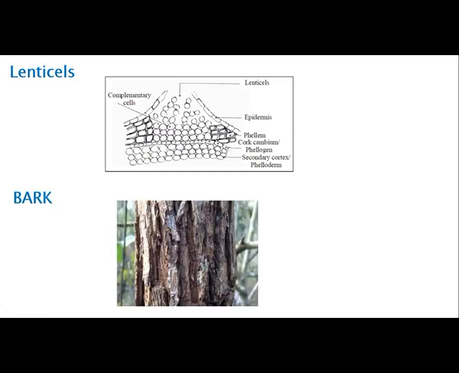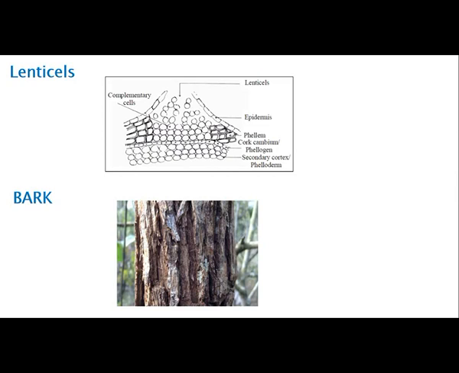Now, all the tissue situated outside the vascular cambium is called the bark. Bark can again be divided into two types: the outer bark is called the rhytidome, and the inner bark is made up of the secondary phloem. So these are the topics I discussed: the secondary growth in the dicot stem. Now the last topic remaining is the secondary growth in the dicot root.